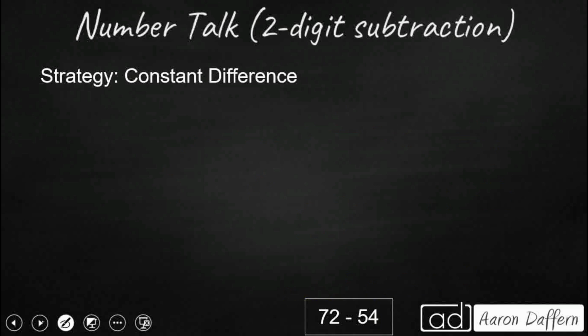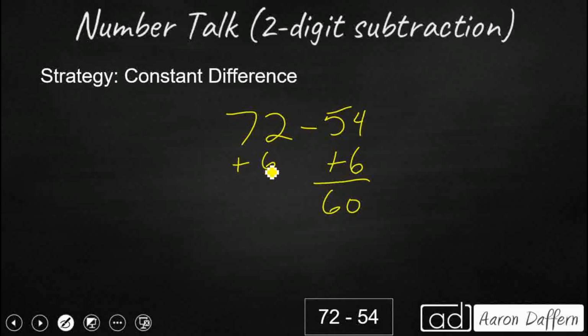18. Now, constant difference is going to look a little bit like what we have when we did our compensation. We're going to start by adding 6 to our subtrahend here to get us to 60, but let's keep a balanced expression. Instead of adding that 6 in on the back end, let's add that 6 in right here. And we can add that 6 and make it 78.